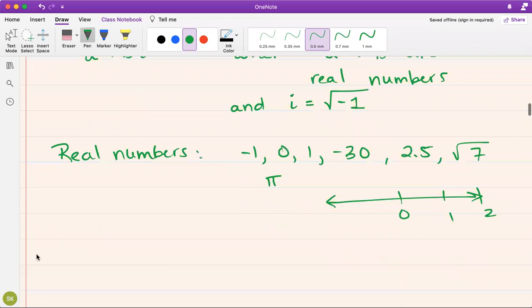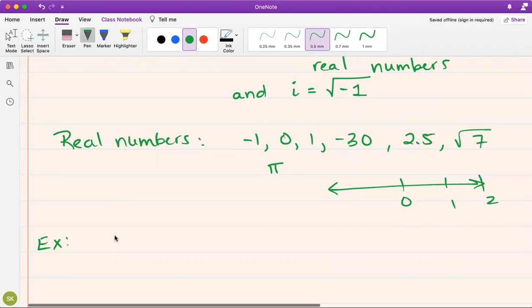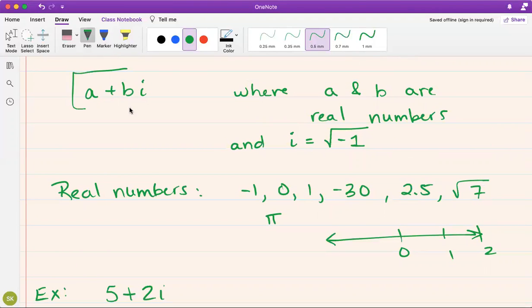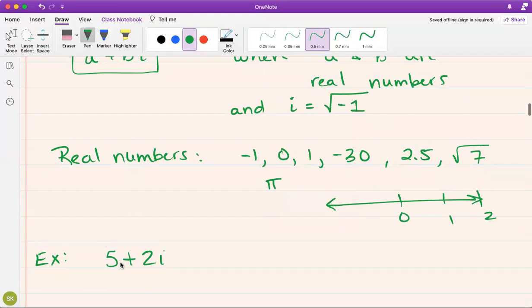Let me give you some examples of complex numbers. Something like 5 plus 2i. You can see that this number and this number belong to the real numbers, just like this definition here. A complex number takes this shape, a plus bi. So I have a number plus a number times i, where this is a real number and this is a real number. And we call the part without the i the real part of the complex number, and we call this the imaginary part.